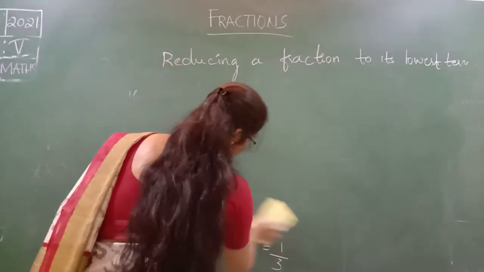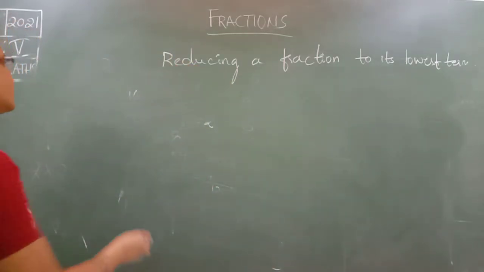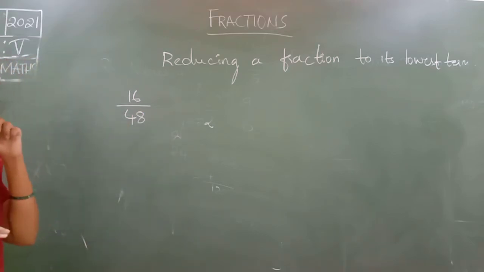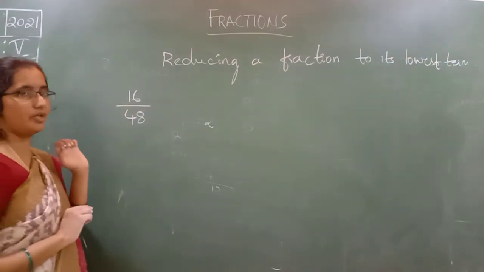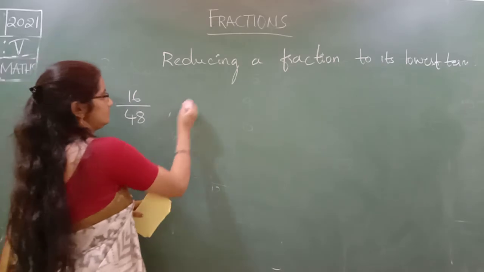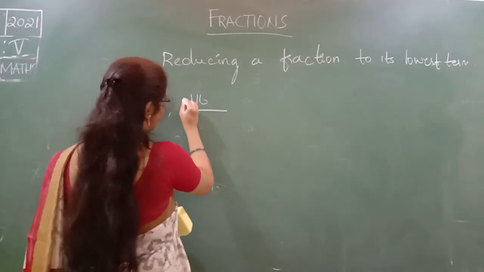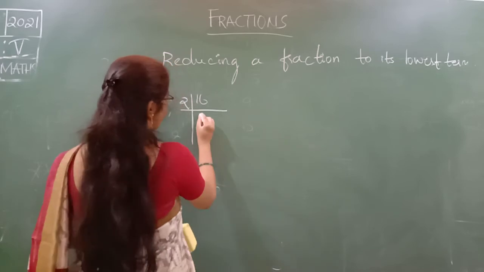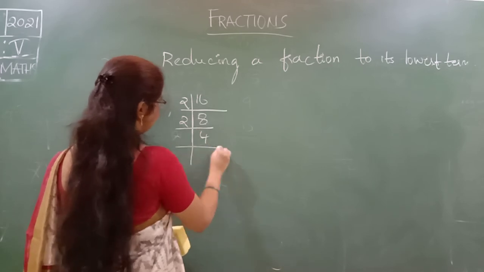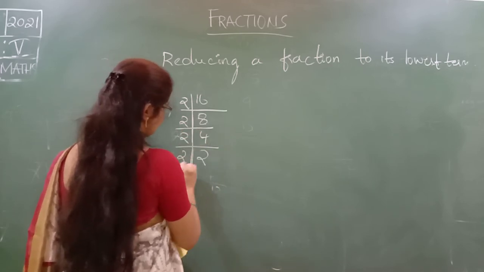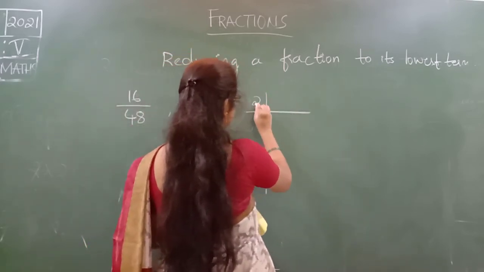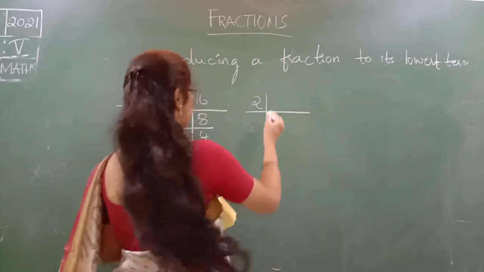Again you can use the HCF. Another method is finding the HCF of both numbers and dividing both numerator and denominator by it. What is the HCF of 16? 2 8s are 16, 2 4s are 8, 2 2s are 4. Another one is 48.